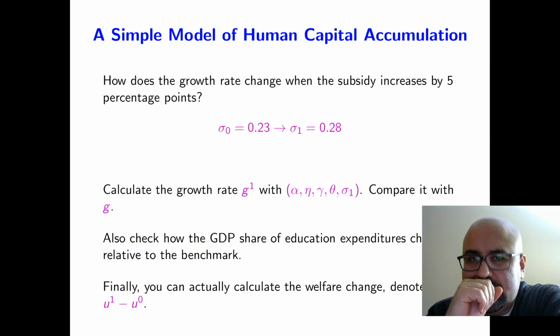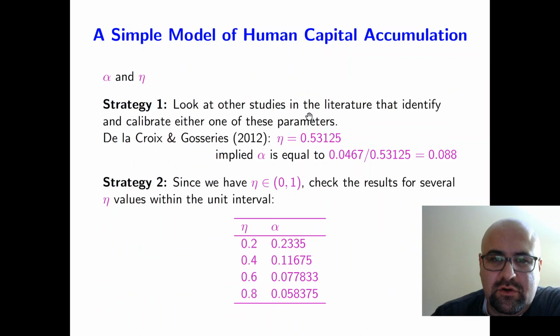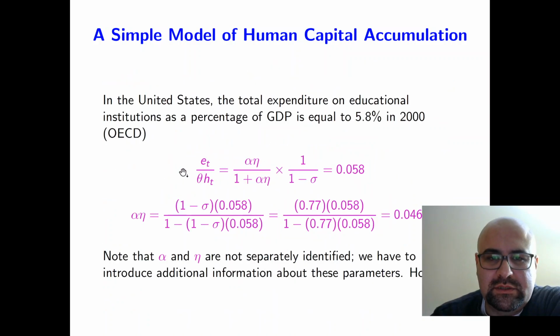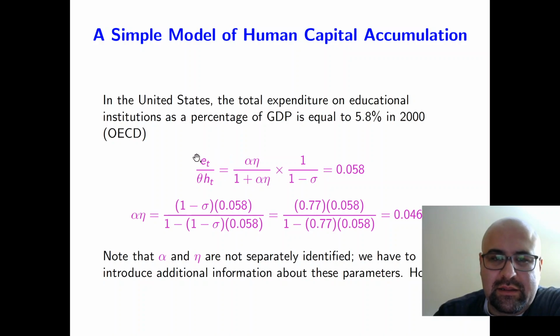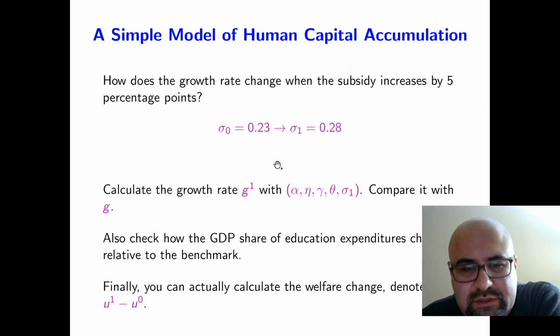we can also check how the GDP share of education increased or decreased, right? So if you go there, what is that? That's here. So HT will be growing faster, right, because of higher subsidies. And then what happens to ET? All right, what happens to ET divided by theta HT? So that will be another interesting moment.